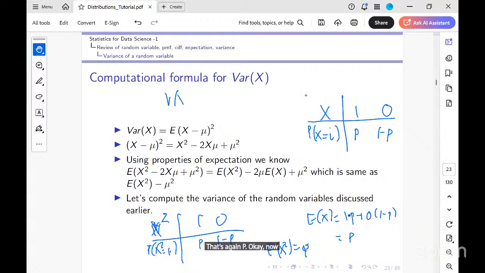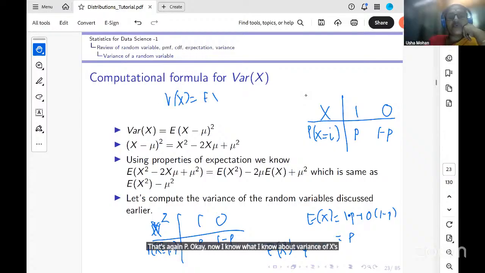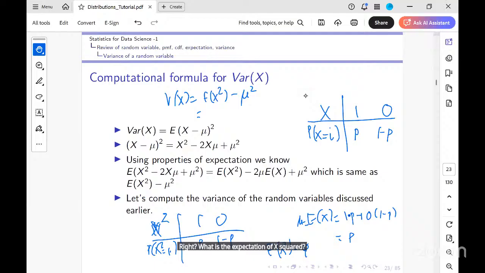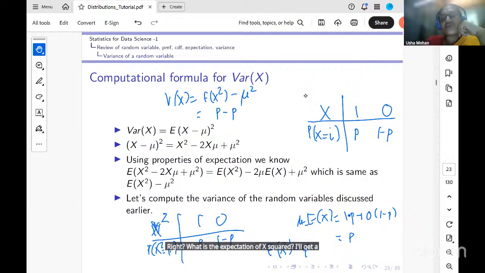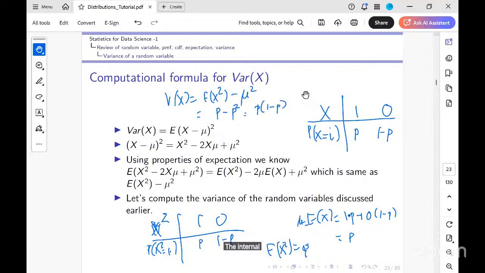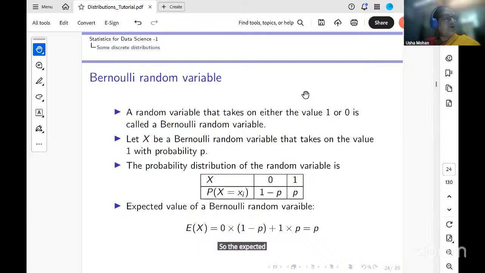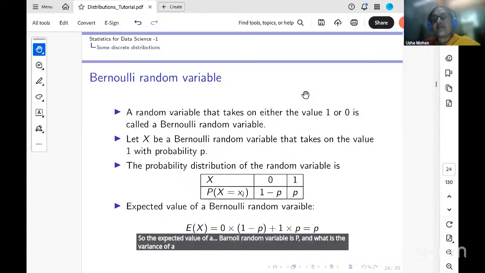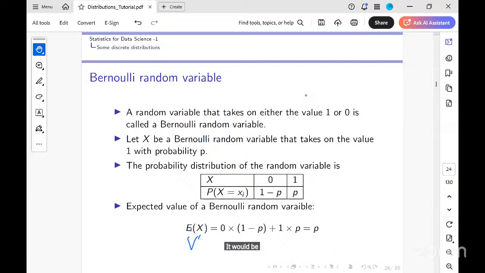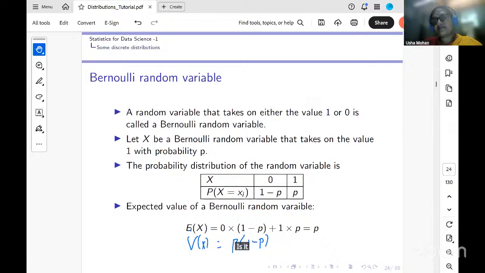Now I know that the variance of x is expectation of x square minus mu square, right? What is mu? Mu is p. What is the expectation of x square? p. So I'll get p minus p square, which is the same as p into 1 minus p. So the expected value of a Bernoulli random variable is p. And the variance of a Bernoulli random variable would be p into 1 minus p. Is that clear?